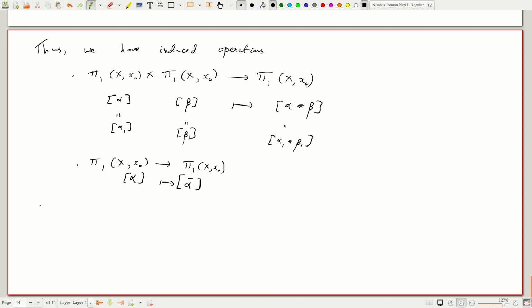So I have well-defined operations, and the theorem is: pi1 of X, x0 with these operations is a group. Okay, so here's of course a proof. Okay, what do we have to show? Well, we have a well-defined operation. Star is associative.